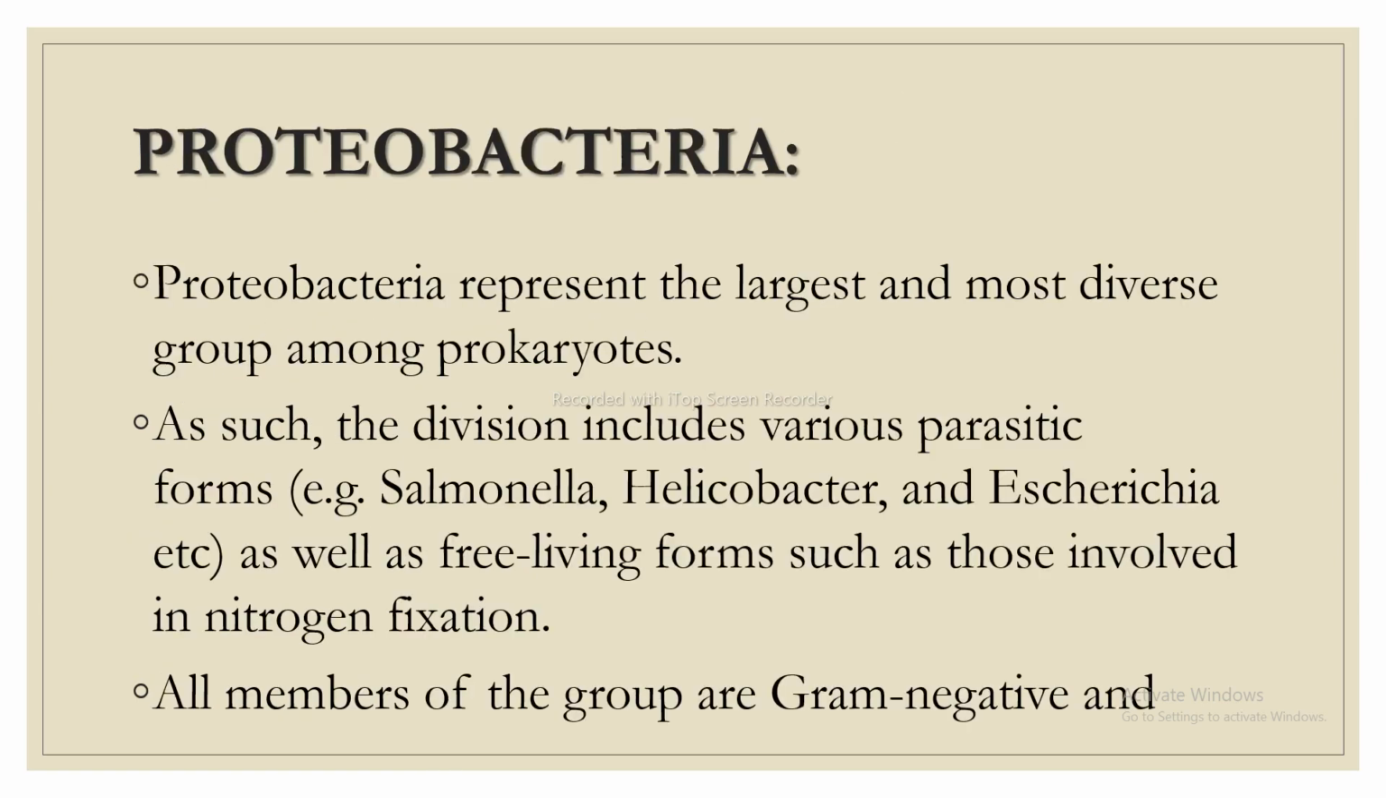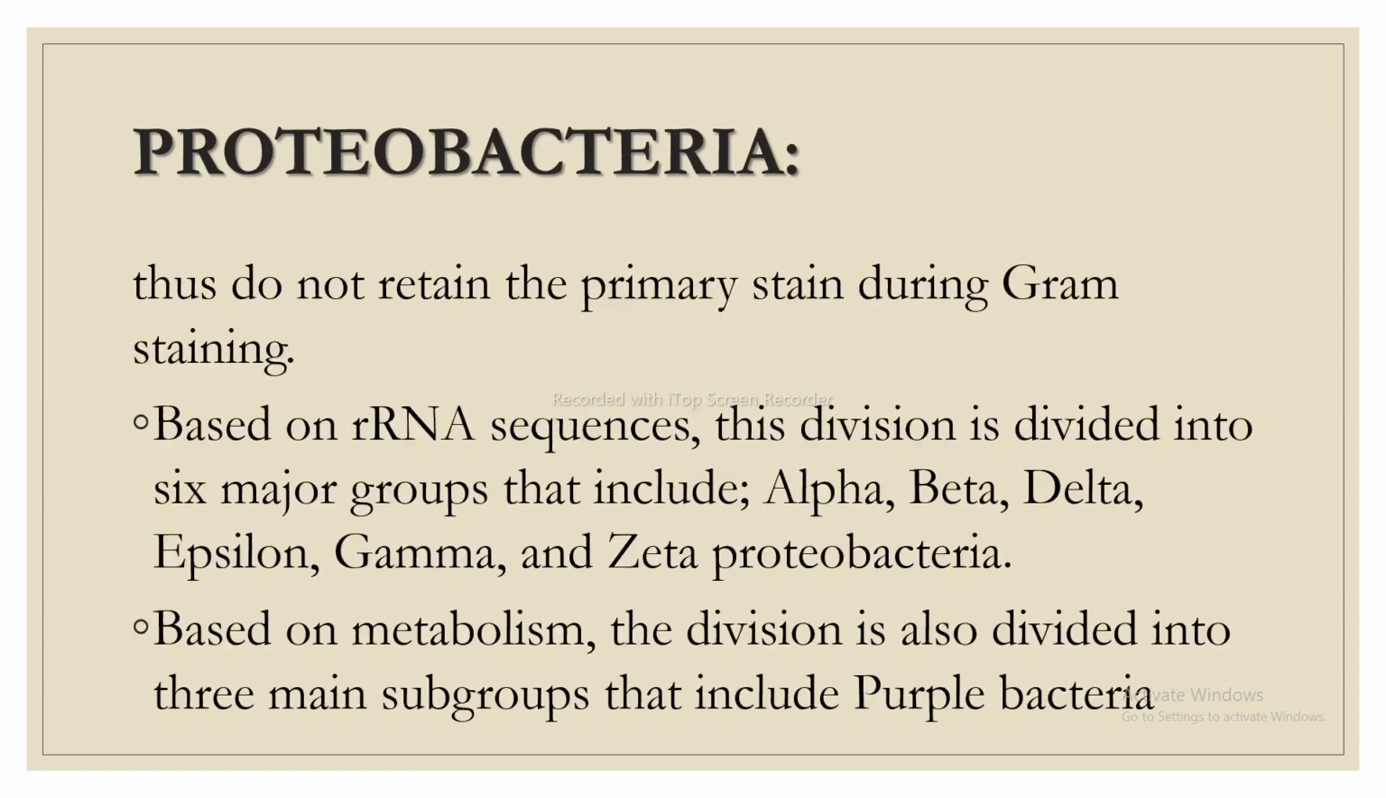So first I am going to discuss about the Proteobacteria. So Proteobacteria represent the largest and most diverse group among prokaryotes. As such, the division includes various parasitic forms, for example Salmonella, Helicobacter, and Escherichia coli, etc., as well as free-living forms such as those involved in nitrogen fixation. All members of the group are gram-negative and thus do not retain the primary stain during gram staining.